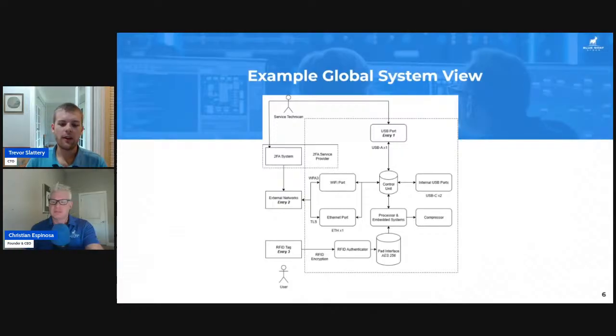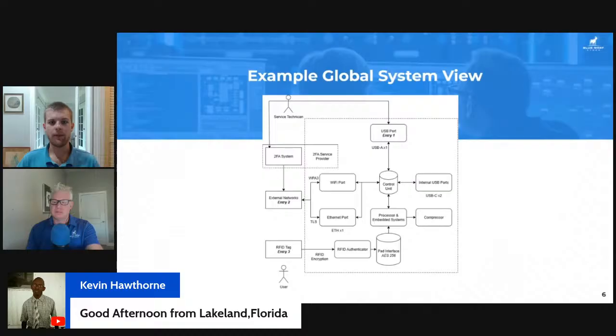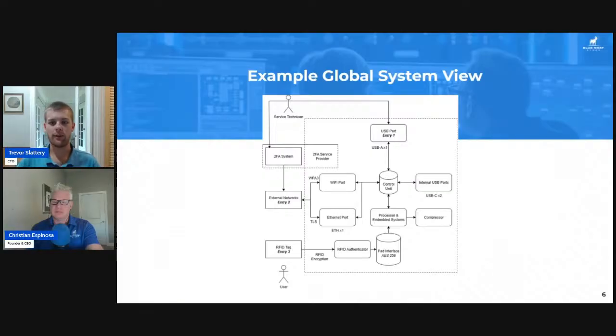So for an example, if we have a central control unit, if we have any processors or data storage on the inside, we want to capture that as key components within the system, as well as anyone who's interacting with it during normal operation, as well as where they're interacting with it.